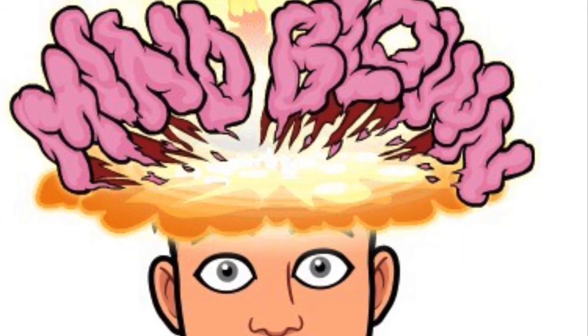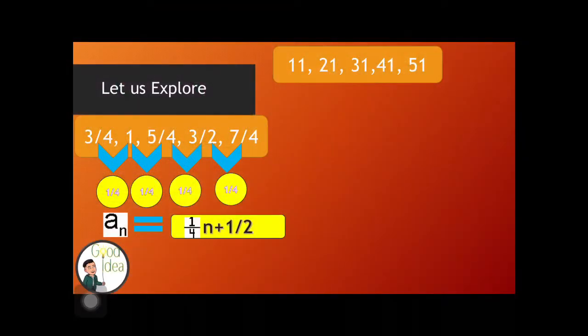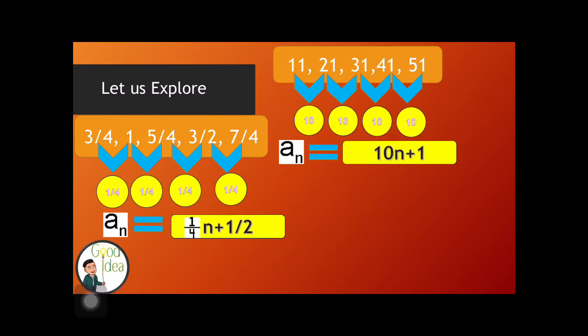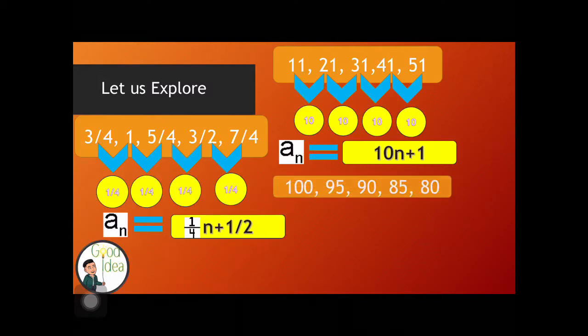Our next sequence has terms 11, 21, 31, 41, and 51. Again, you need to remember that you need to subtract the second term by the first term, the third term by the second term, and so on. Now that I have the common difference, I can conclude that my explicit formula is a sub n equals 10n plus 1. We are now down to our last example.